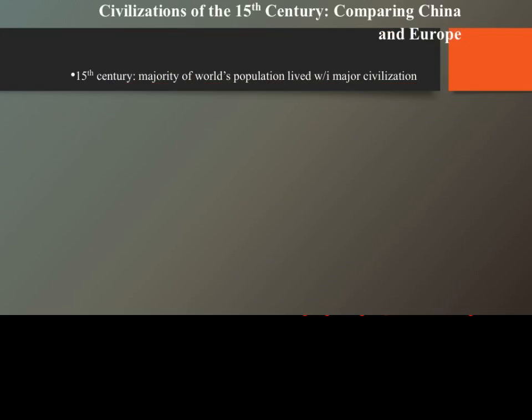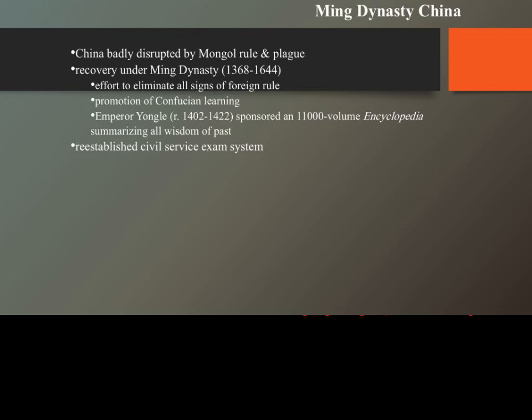By the 15th century, a majority of the world's population lived within a major civilization. And let's start with Ming Dynasty, China. China had been badly disrupted by Mongol rule and the plague. But they recovered under the Ming Dynasty, which lasted from 1368 to 1644. There was an effort to eliminate all signs of foreign rule, and the return to the promotion of Confucian learning.